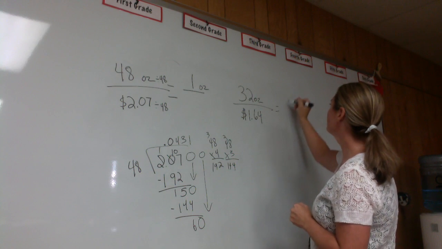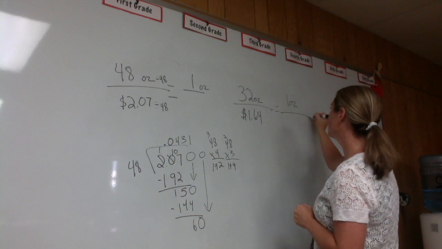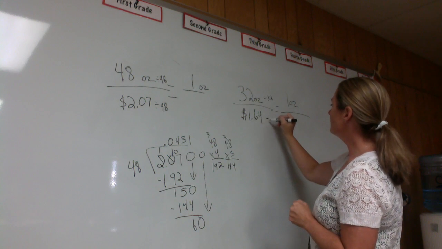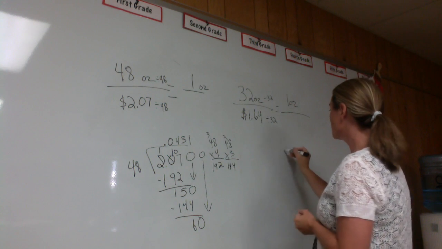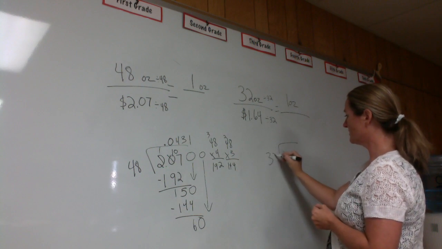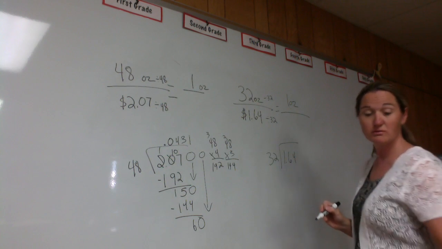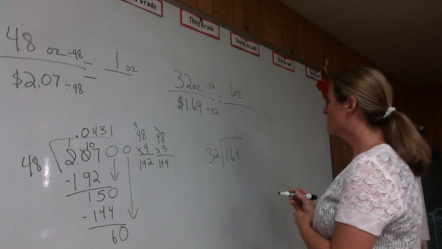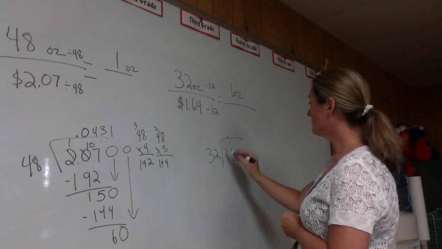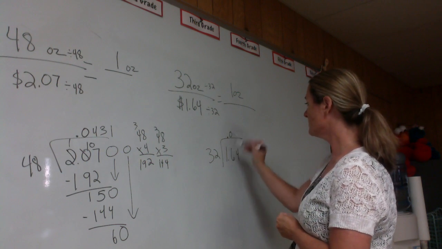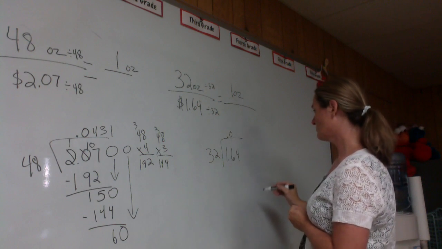So again, we've got to figure out the cost per ounce, so I'm going to divide this by 32. Now I've got to divide this by 32. Okay, so I'm going to do $1.64 divided by 32. I'm going to move this because I'm not sure if you can see that. Okay, so again, work it out. 32 doesn't go into 1. 32 doesn't go into 16. 32 does go into 164.